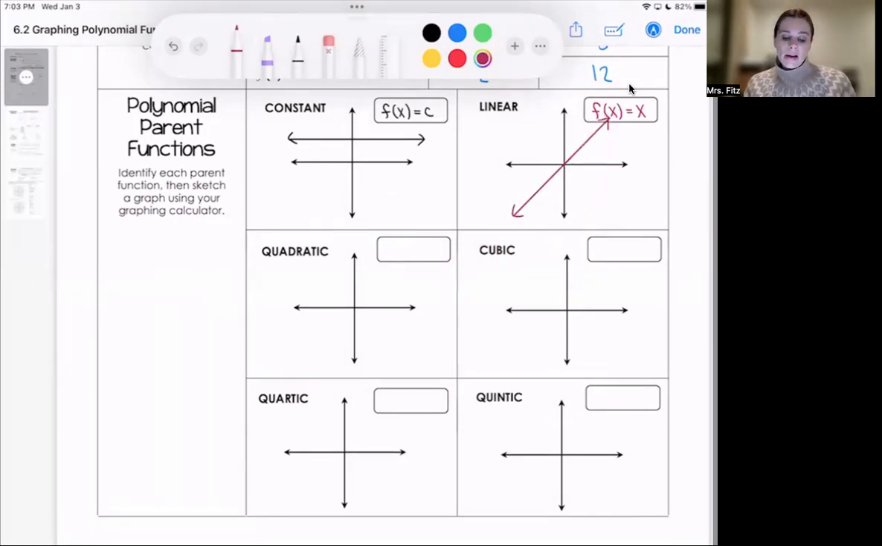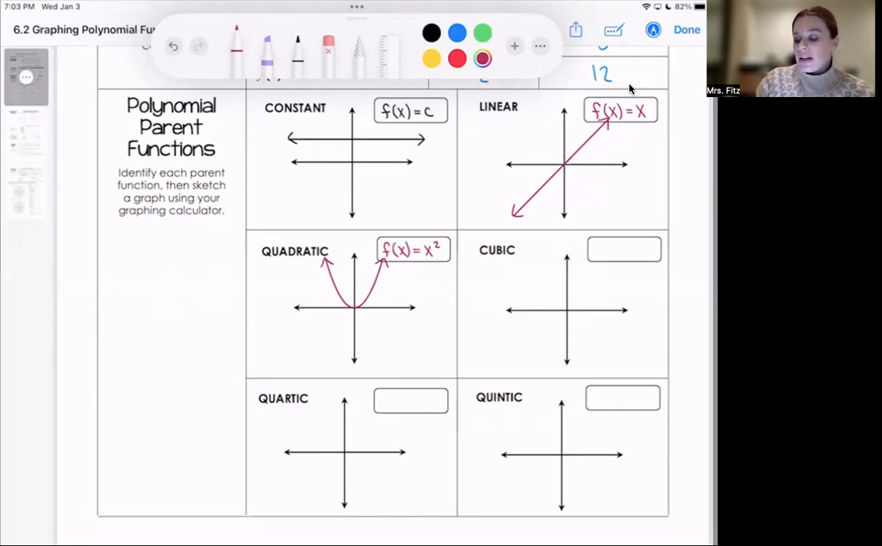Okay. All right, a quadratic. This would be f of x equals x squared. And so we know what this looks like. This is a U-shaped curve, and its vertex would be at 0, 0. Looks just like that.